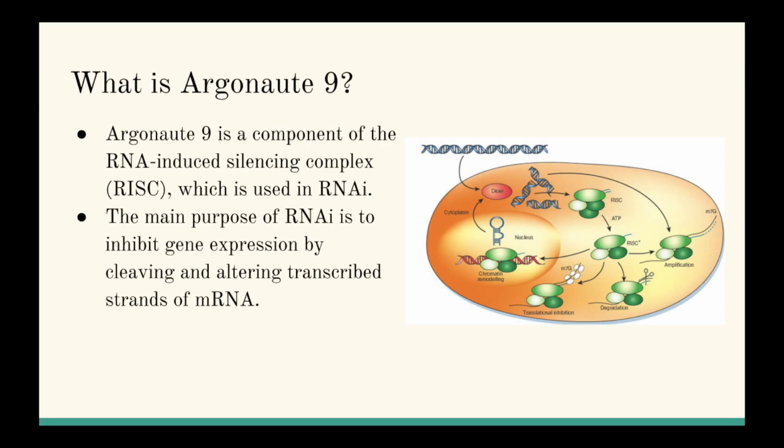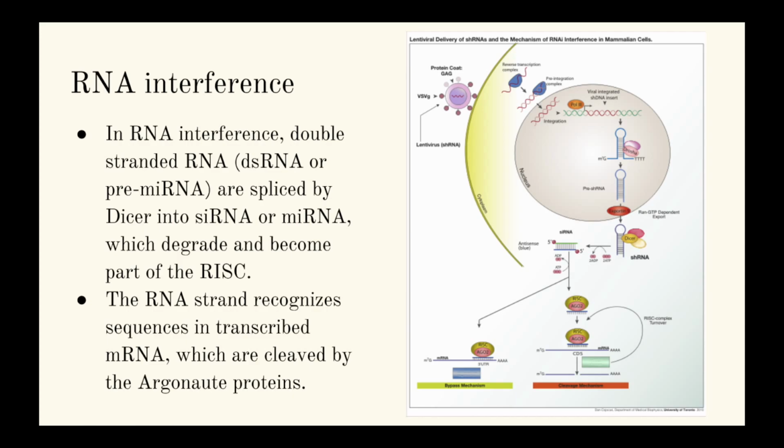Argonaut 9 is a component of the RNA-induced silencing complex, which is used in a process called RNA interference. The main purpose of RNA interference is to inhibit gene expression by cleaving and altering transcribed strands of mRNA. So in RNA interference, the first step is the cleaving of pieces of double-stranded RNA, either dsRNA or pre-miRNA, by using an enzyme called Dicer.